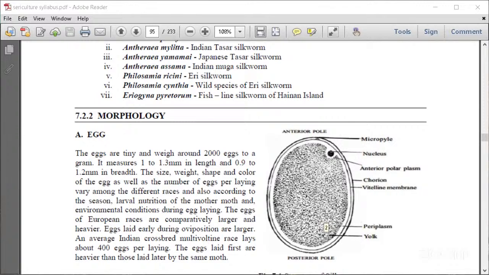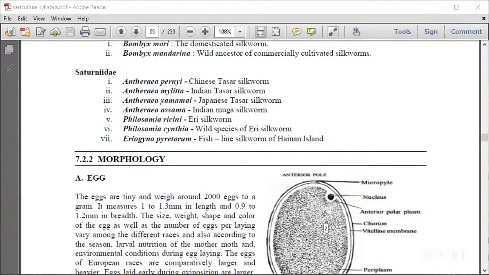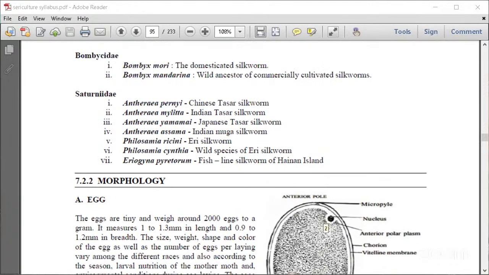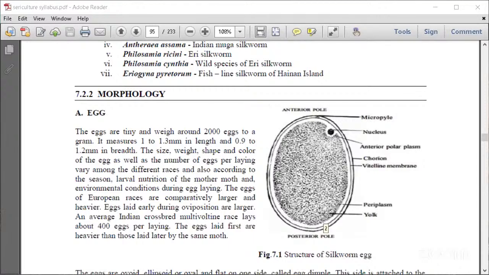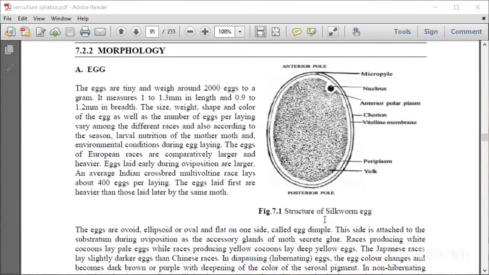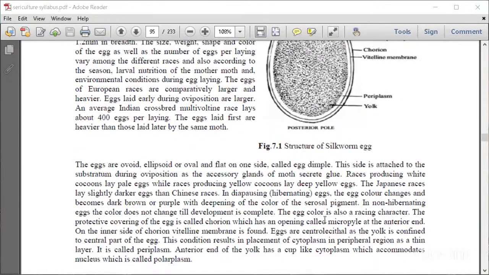Here you can see the anterior pole and the posterior pole, and the presence of yolk, periplasm, vitelline membrane, chorion, anterior polar plasm, nucleus, and micropyle. The eggs laid first are heavier than those laid later by the same moth.